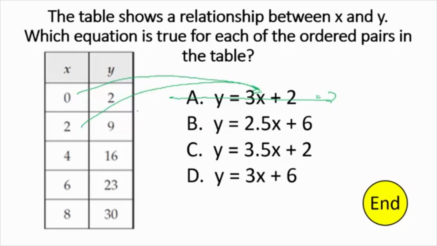I'll go the same exact routine. Plug in 0 here. 0 plus 6 is 6. It fails on the first try, so that does not work.